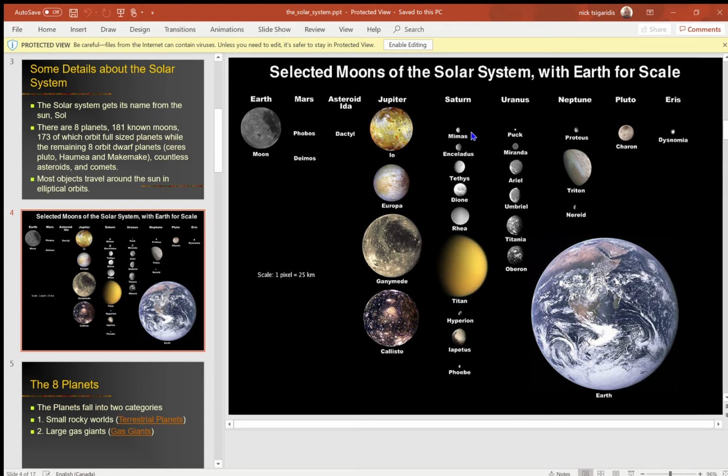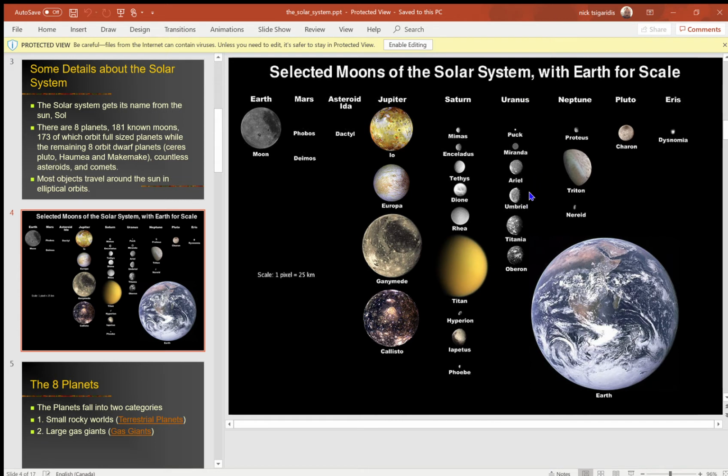Mimas is one of the small moons of Saturn. It's actually a really interesting moon. If you Google it, you'll actually find a picture of it. It actually looks like the Death Star from Star Wars, which is pretty neat. Enceladus, Tethys, Dione, Rhea. Titan is the large moon around Saturn. It is very interesting in that it actually has a very thick atmosphere. It's why it looks almost fuzzy when you look at this image here. There's a whole bunch of other moons as well.